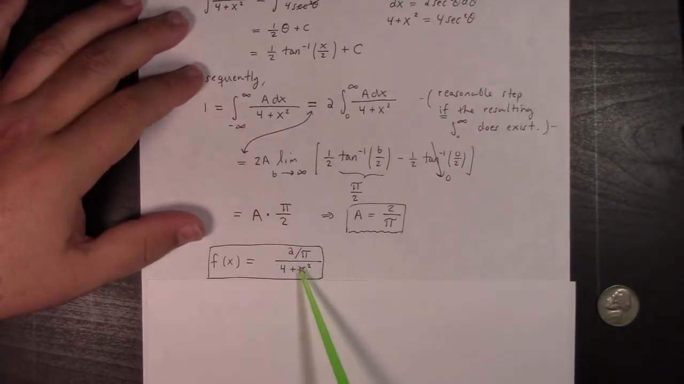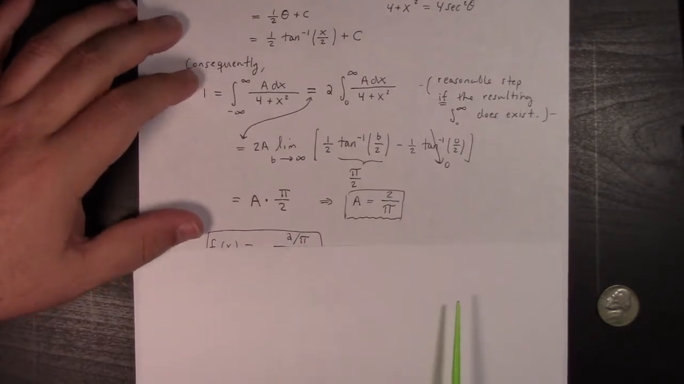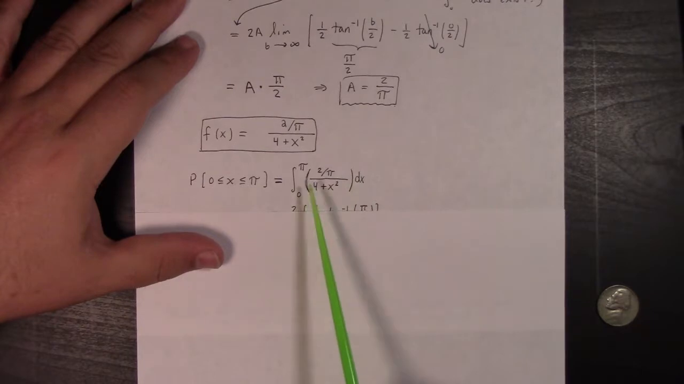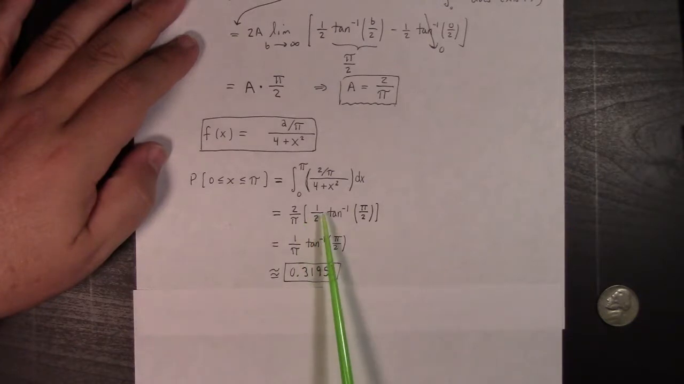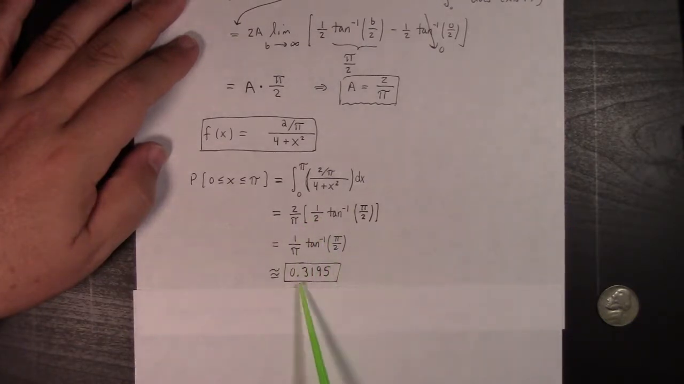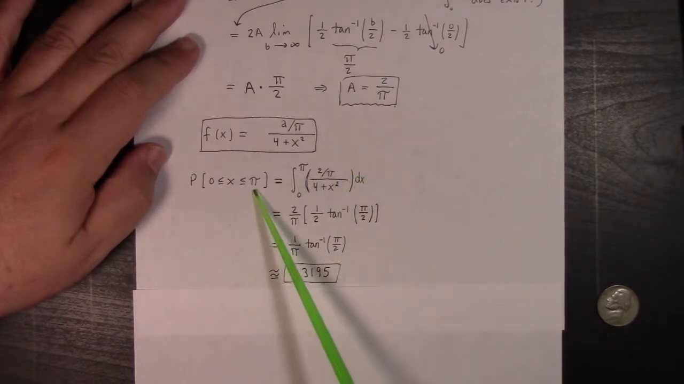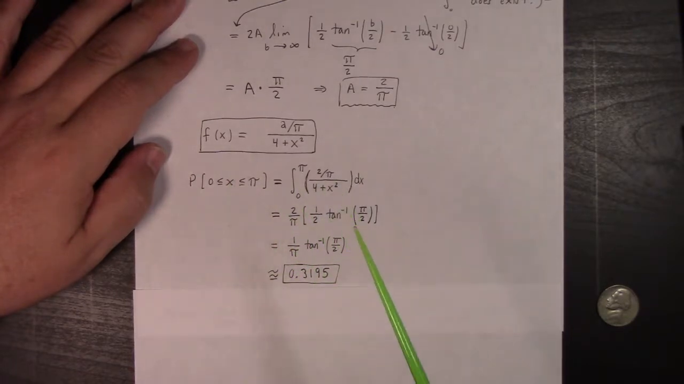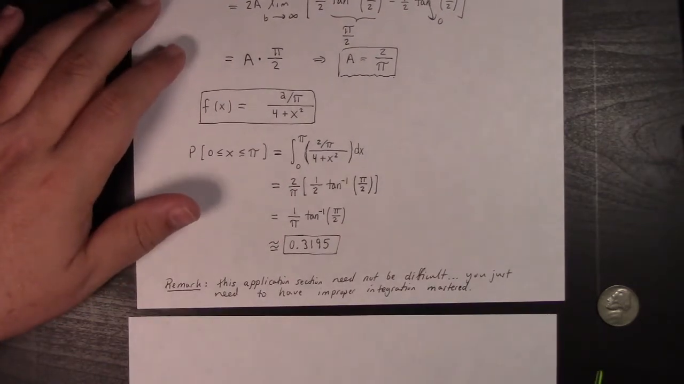So there you go. The probability density should be 2 over pi times 1 over 4 plus x squared. Then to calculate the probability that x lies between 0 and pi, I need to integrate f of x dx over that range. And I do that, and I get that it's about 1 over pi times the inverse tangent of pi over 2, which is about 0.3195. So there's about a 32% chance or so that if you make a measurement for such a distribution, you're going to measure x between 0 and pi, if this probability density is actually realistic.